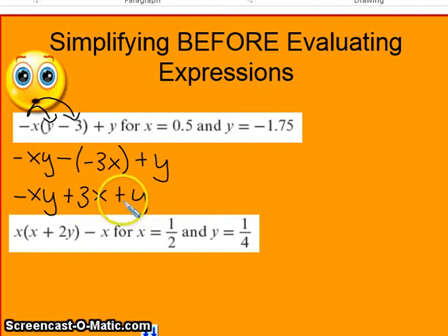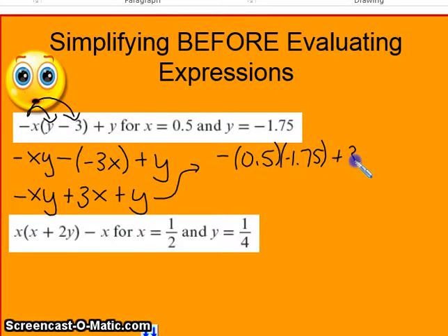Now this is a little simpler, and now I'm going to plug in the values of my variables. So x is 0.5 and y is negative 1.75. So if I plug this in here, I get negative, and x is 0.5, times y, which is negative 1.75, plus 3 times x, which is 0.5, plus y, which is negative 1.75.